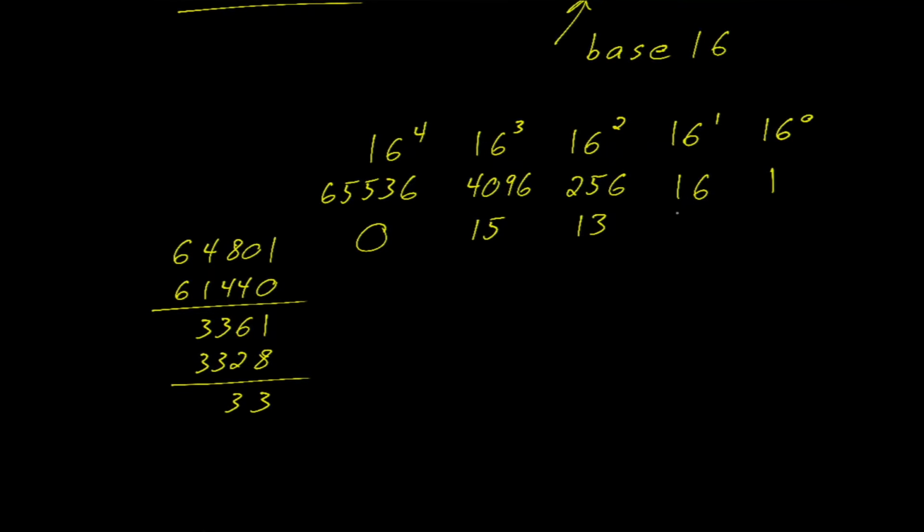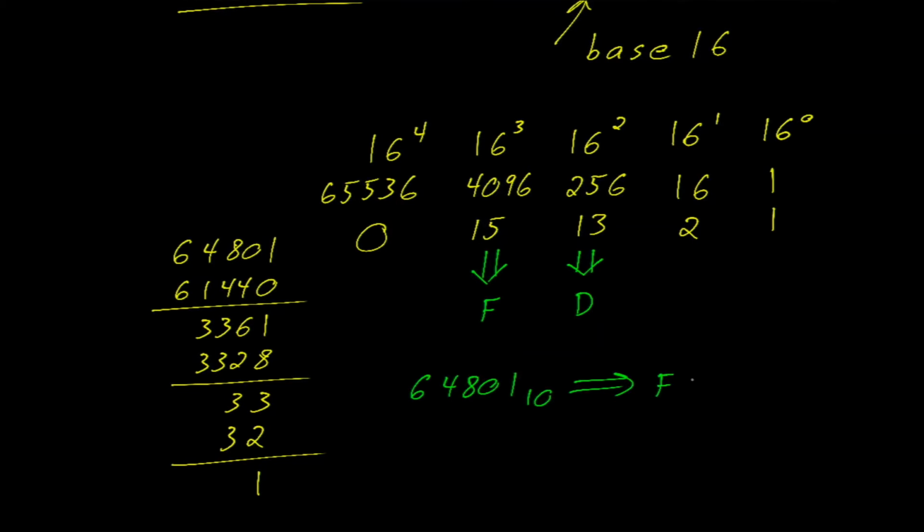How many times will 16 go into 33? The answer is 2. We record that as 32. Remainder 1, so we'll place the 1 here. This is a good time to go find that 3x5 note card. The note card where you put all of your number conversions on. You should have columns for binary, hexadecimal, and decimal. And what you'll find is that the number 15 in decimal is represented by the symbol F in hexadecimal. Likewise, the number 13 in decimal is represented by the symbol D in hex. So when we're done, we can say that 64801 base 10 becomes FD21 base 16.